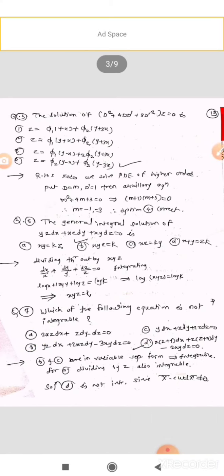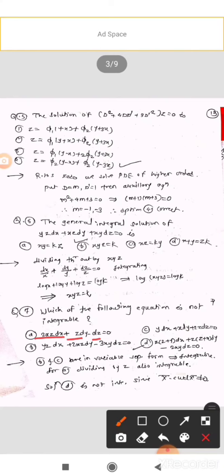Suppose we observe the first equation, that is 2xz dx plus z dy minus dz is equal to 0. Observe that the equation is in the form where we keep z common. If we take z common, what remains in the bracket? 2x dx plus dy is equal to dz.